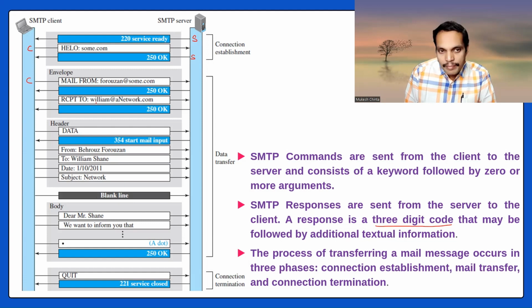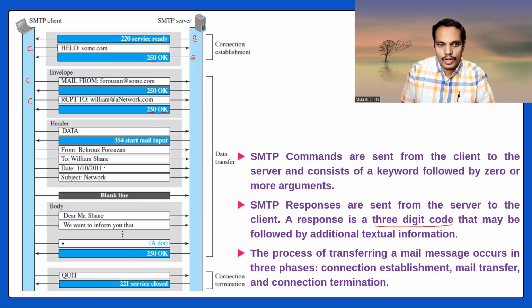Then to whom this email is going to be delivered. All these are our clients. You can see the server, what it does is it is just giving you a response in 3-digit codes, and there's a small text description also. Then follows the header. The envelope is done.